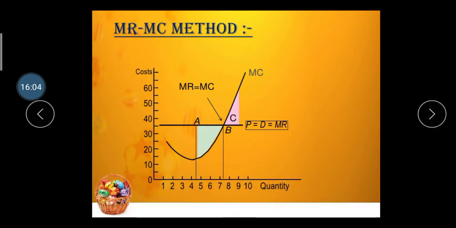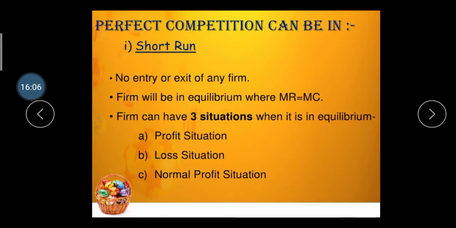Then after, perfect competition in the short run. We can say the short run period is considered as less than 1 year, right? So there is no entry or exit of any firm in the short run. So the firm will be in equilibrium where the marginal revenue is equal to the marginal cost. The firm can have three situations in equilibrium: first, the profit situation; second, the loss situation; and third, the normal profit situation.